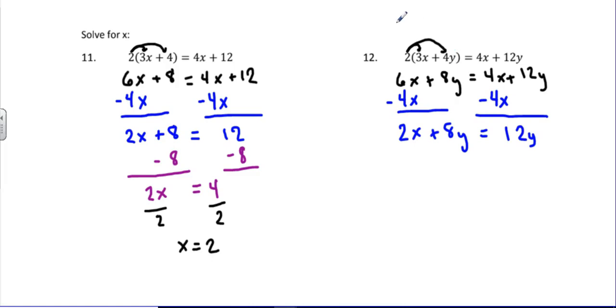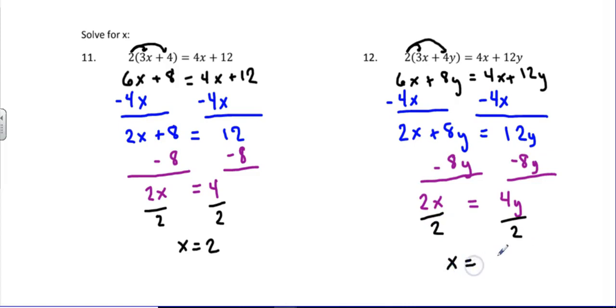Now I have to move the 8y away from the 2x. So I'll subtract 8y on both sides of my equation. And I get 2x equals 4y. And my last step will be to divide by 2. And I have x equals 2y. All right, let's look at number 15.